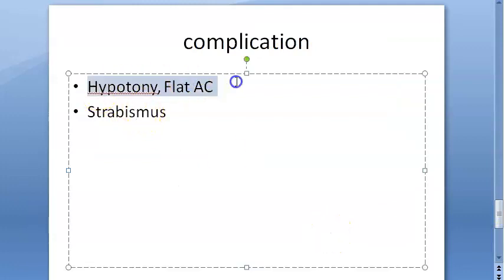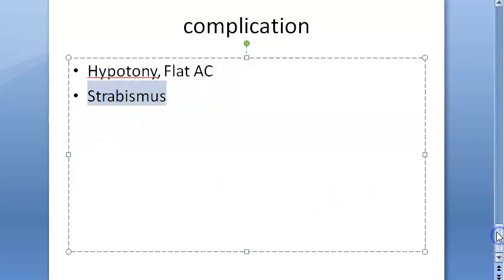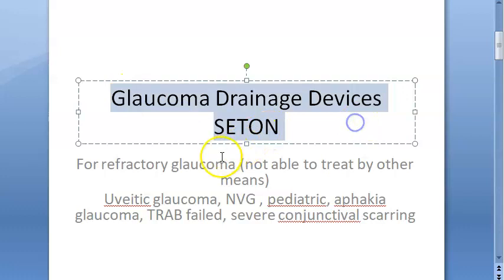Complications can be a flat anterior chamber and hypotony. You may drain so much aqueous humor. Strabismus it can cause, interesting. So this is glaucoma drainage devices, seton.